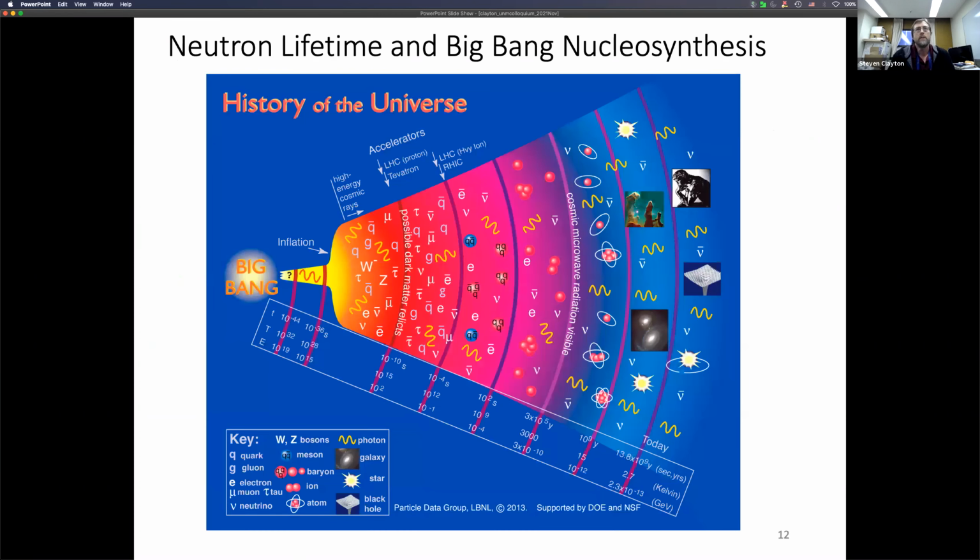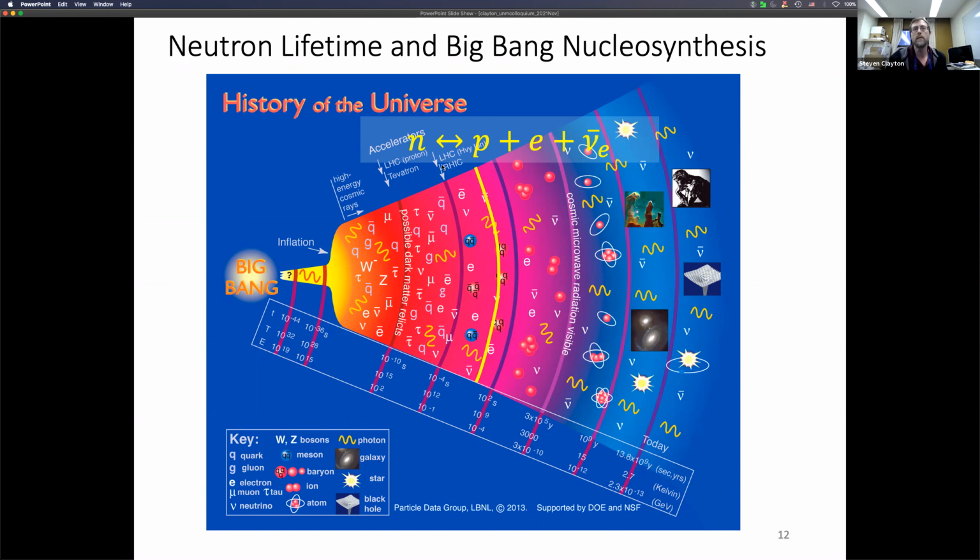So the neutron lifetime in particular also figures into Big Bang nucleosynthesis. This is kind of the cartoon of the history of the universe, starting with the Big Bang and then having this rapid inflation. And where the neutron decay rate figures in is at about the 1 second level. This is when the universe is dense and hot enough that this reaction can go in both directions, this and permutations of it that you can imagine. So basically I have neutrons and protons converting into each other back and forth.